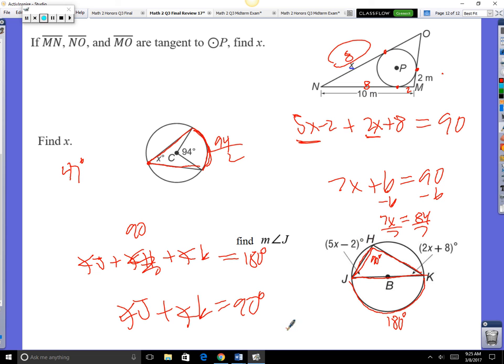So we know x is 12, but that's not the answer. They want to know angle J. So if I take 12 and plug it in there, it's going to be 5 times 12 minus 2. So 5 times 12 is 60, minus 2. So angle J is 58 degrees.